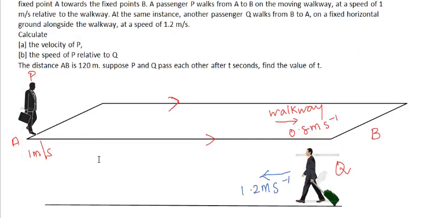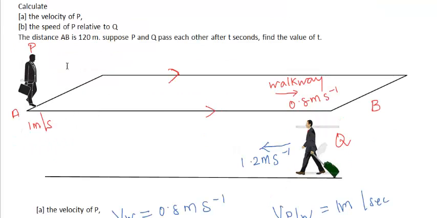At the same time, another passenger Q walks from B to A on fixed horizontal ground. He's not on the walkway. The person P is on the walkway. And he's walking at the speed of 1.2 meter per second. Calculate the velocity of P. What's the velocity of P? Velocity of P here stands for the true velocity.